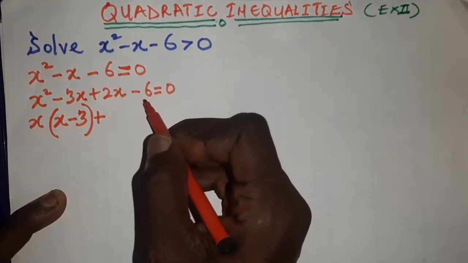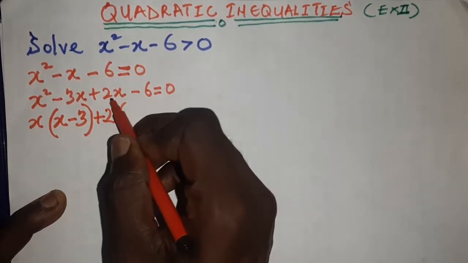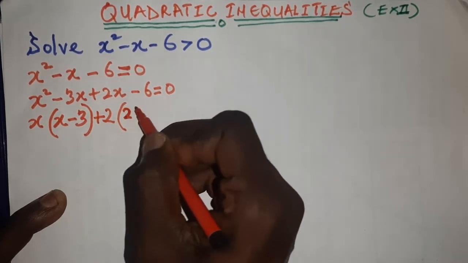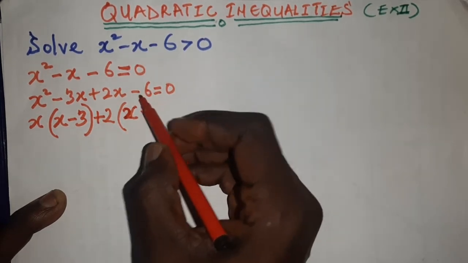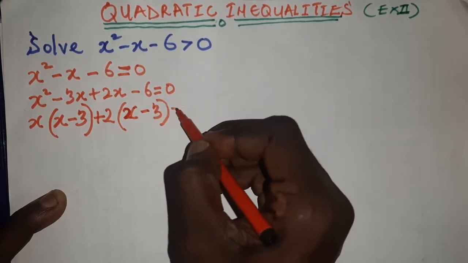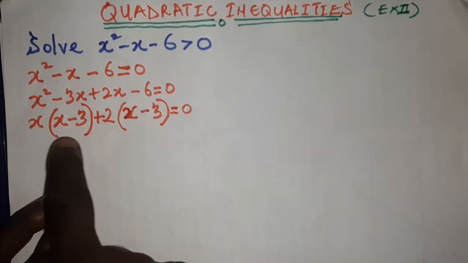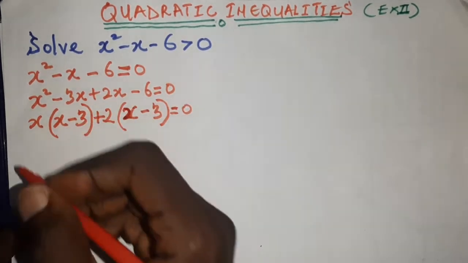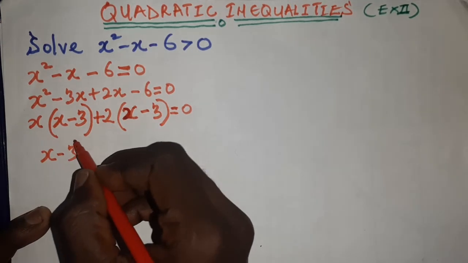What's my highest common factor here? It will be 2 because the x is not common on both sides. Then open your bracket, 2x divided by 2 leaves you with only x, then minus divided by plus is minus, then 6 divided by 2 gives you 3. Then close your bracket, then equals 0. Then you notice that these two are common: this is x minus 3 and this is x minus 3. So you pick out one of them, x minus 3, like you're factoring it out again.